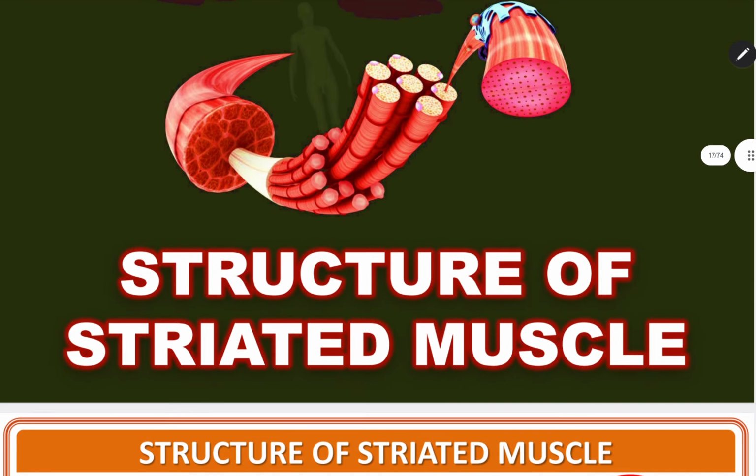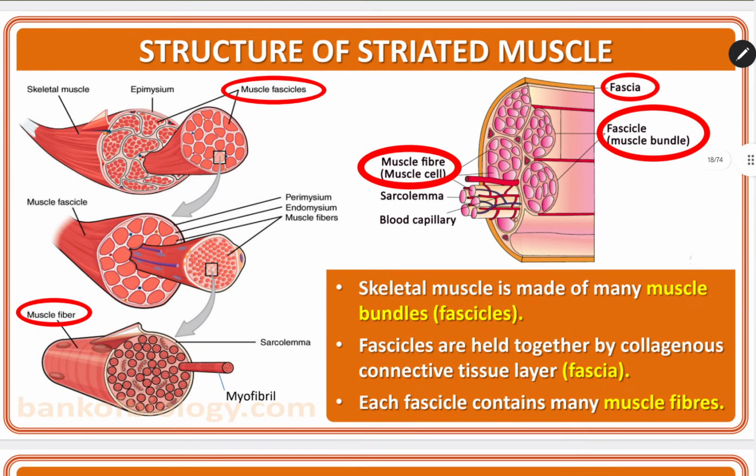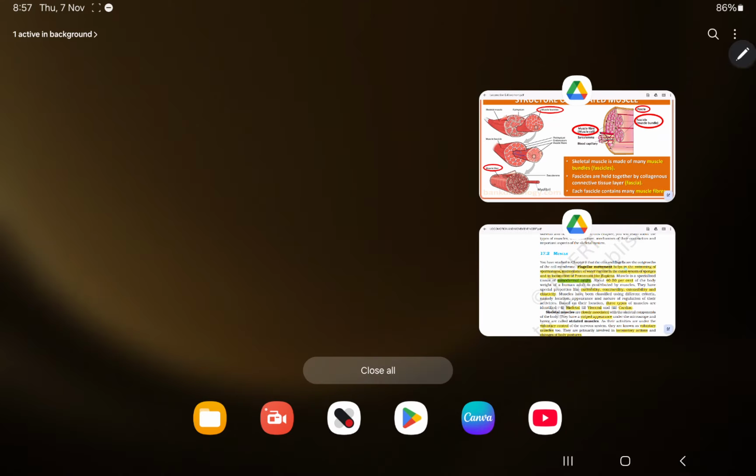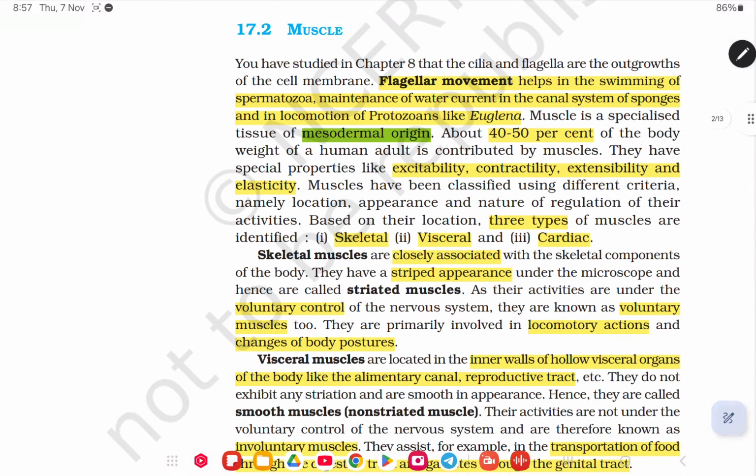Now coming to structure of striated muscles. Coming to your NCERT, what it says: skeletal muscles are closely associated with the skeletal components of the body. They have a striped appearance under the microscope, hence are called striated muscles. Their activities are under voluntary control of the nervous system. That's why they are known as voluntary muscles, and are mainly involved in locomotory actions and change of body posture.